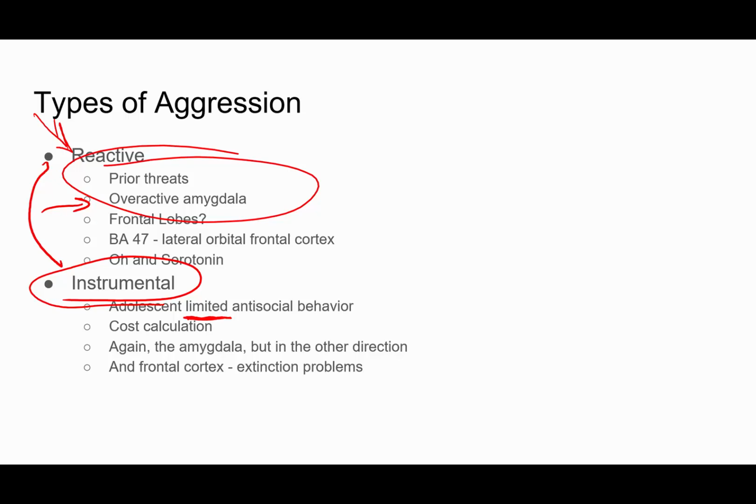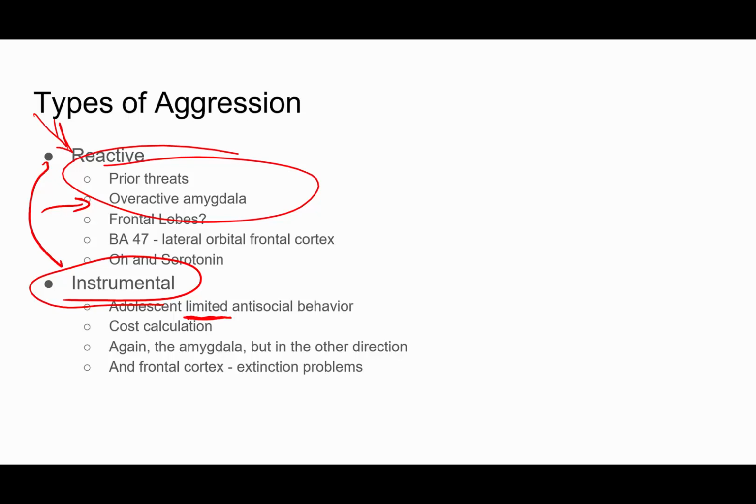And most adolescents are not really great at calculating costs, and the reason they're not good at calculating costs is their VMPFC is not fully online yet, right? Even in adolescence, it doesn't really come online until you're a bit into adulthood. So you're really trying to calculate that. You're not really doing a good job calculating that cost. Your amygdala is involved here as well, but it's actually going in the other direction.